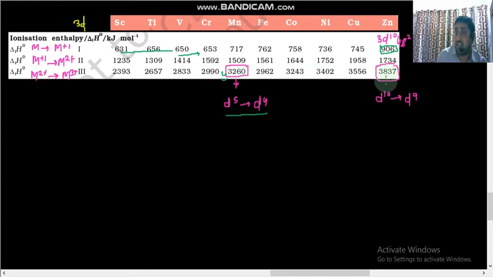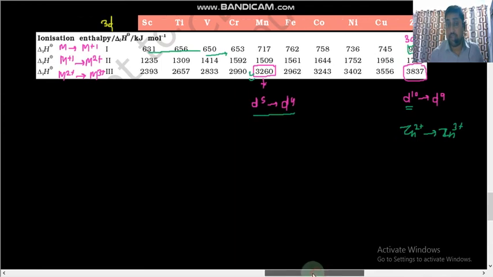The same case is there, a very high value of 3837, in case of zinc, because here you are going to disturb the stable 3d10 configuration when Zn2 plus gets converted into Zn3 plus. A change in 3d10 demands high energy, that's why 3837 is the highest value there. So these are the trends in the ionization enthalpy.